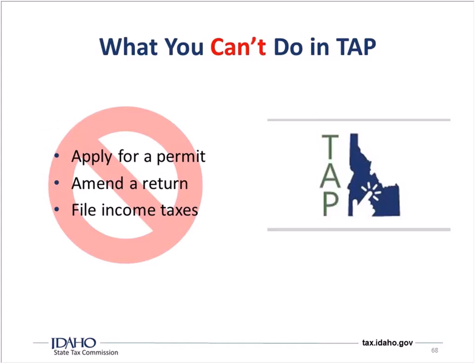So there are some limitations to TAP. I love it. I think it's super helpful, and it makes life so much easier and saves a ton of time. But there's some things it can't do. You can't apply for a permit, but we all know where to go for that, right? We go to the IBR if we need to apply for a permit. We wouldn't do that in TAP. You can't amend a return, and you can't file income taxes through TAP.